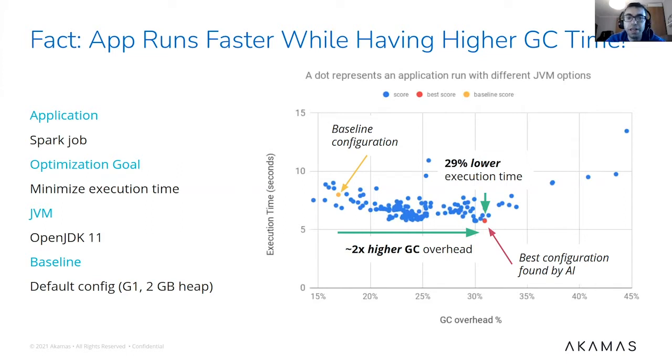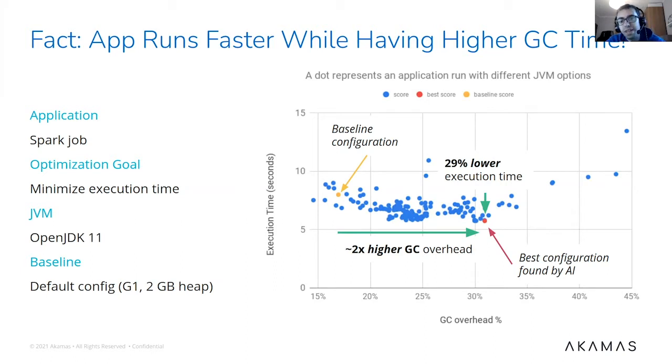You can see a couple of very interesting results here. First of all, the best configuration was about 30% faster than the baseline. So a pretty significant result that AI was able to achieve by tuning the JVM parameters. But look at what happens with the GC overhead. The best configuration actually had the higher garbage collection overhead, almost 2x overhead with respect to the baseline configuration. So it's very interesting to observe the shape of this curve.